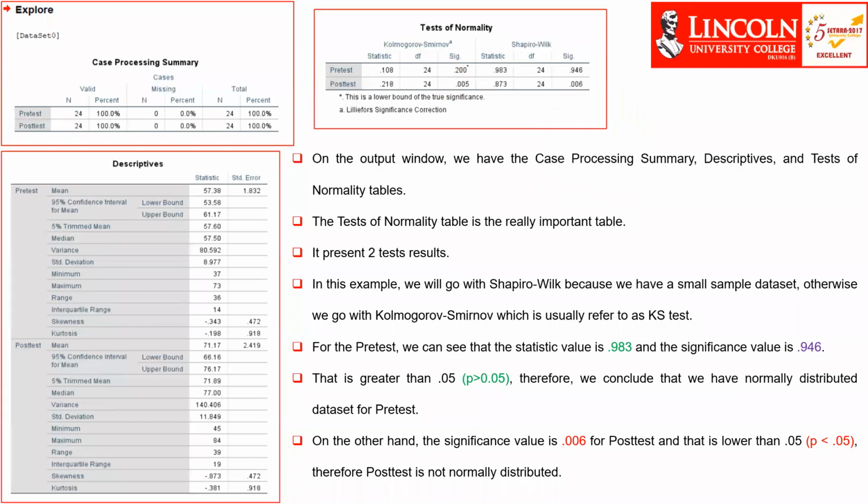The test of normality table is the most important part. It presents two tests: the Kolmogorov-Smirnov test as well as the Shapiro-Wilk test. The Kolmogorov-Smirnov test is otherwise known as the KS test. We will go with the Shapiro-Wilk test because we have a small data set, which is just 24. If you have a large data set, then you can go with the KS test.